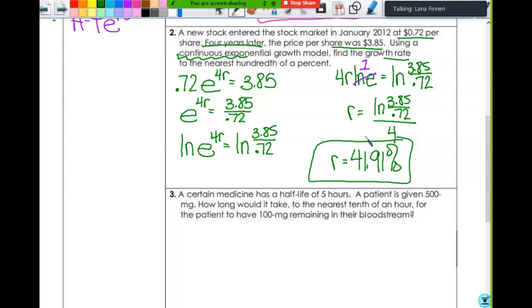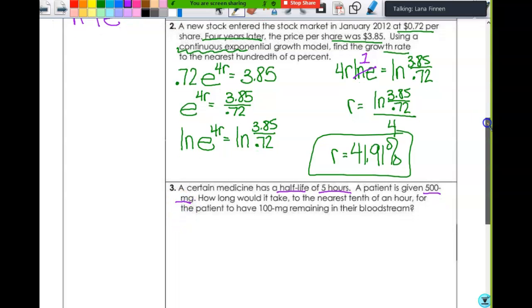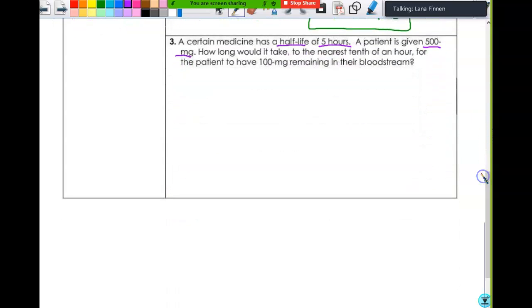Any questions at all? All right. So now we got a half-life. A certain medicine has a half-life of 5 hours. A patient is given 500 milligrams. How long would it take, to the nearest 10th of an hour, for the patient to have 100 milligrams remaining in their bloodstream? All right, so this is not continuous.